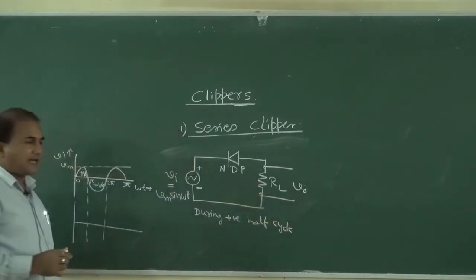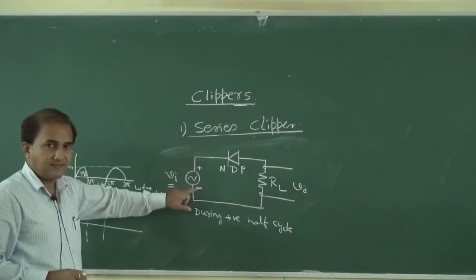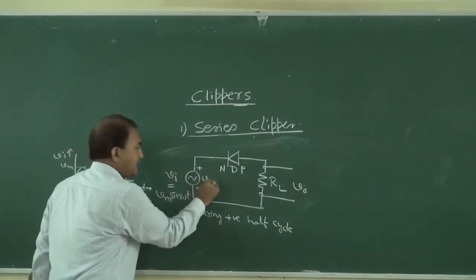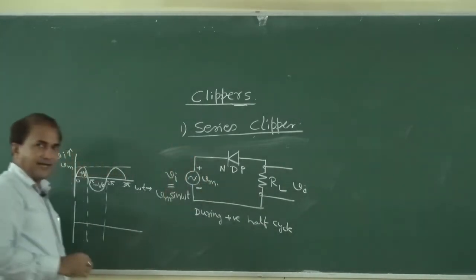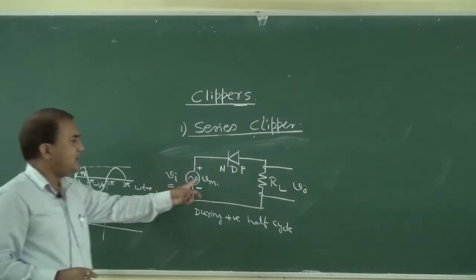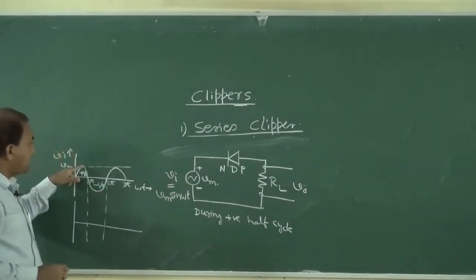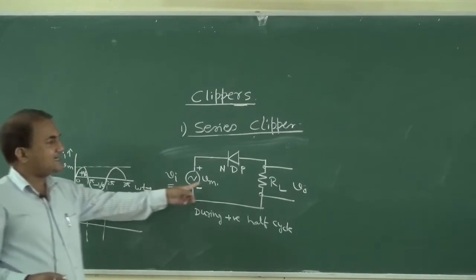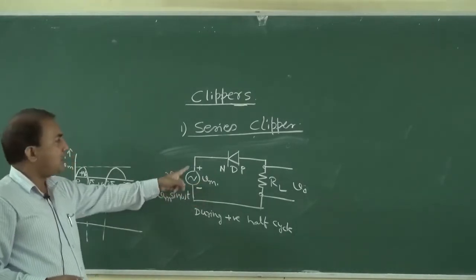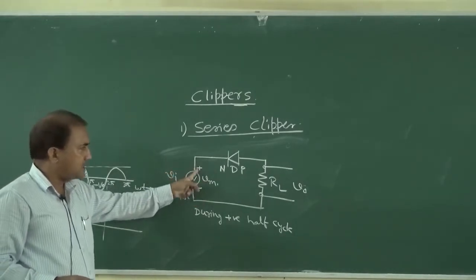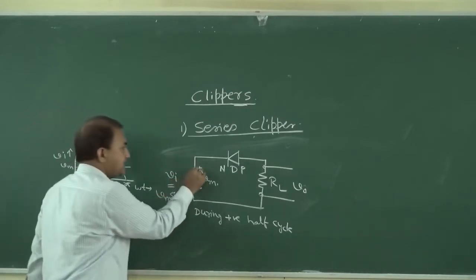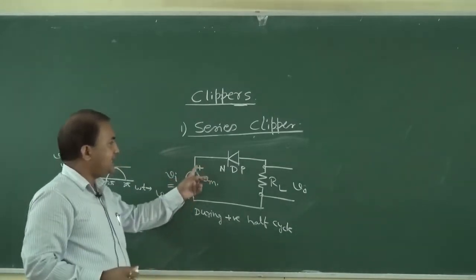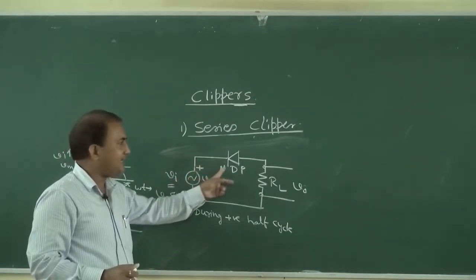During the positive half cycle, this is plus and this is minus, and the peak amplitude is Vm. Vi is equal to Vm sin omega t, and the peak amplitude is written as Vm. This is positive potential, and here it is N and here it is P.